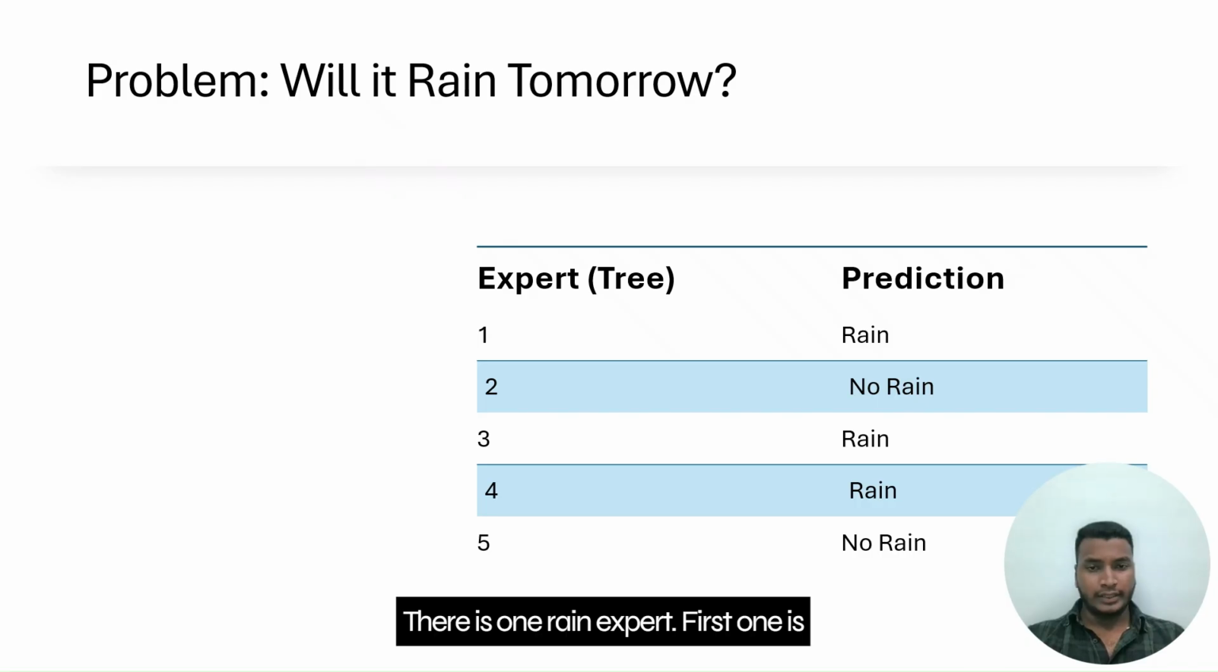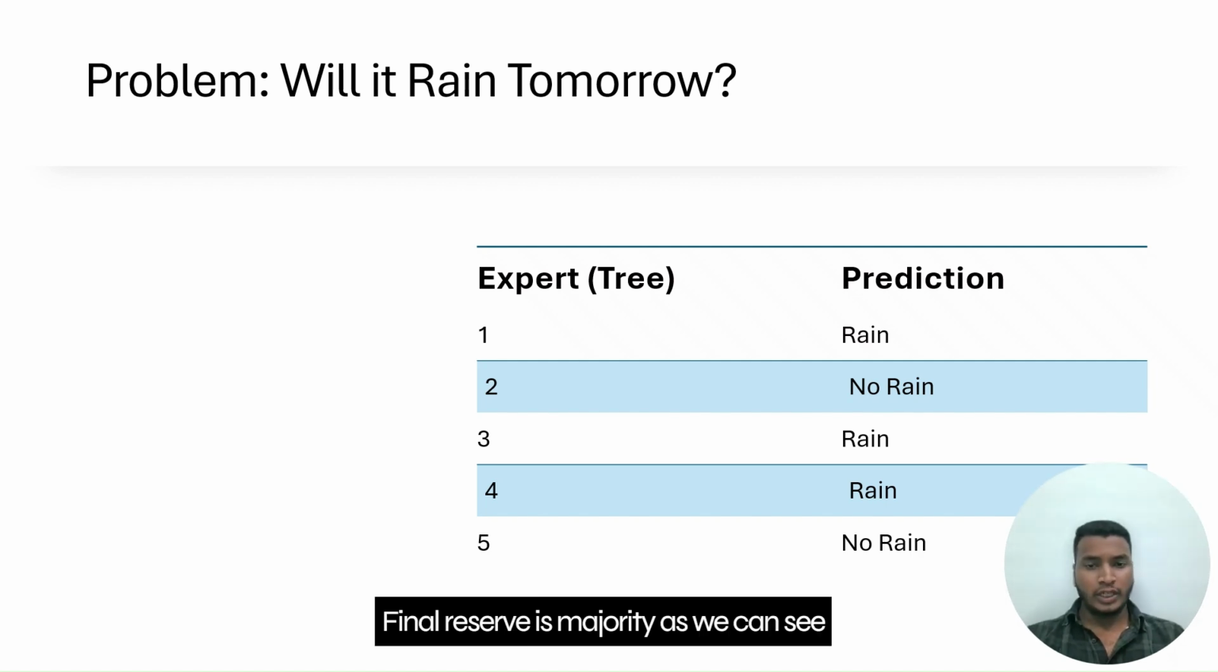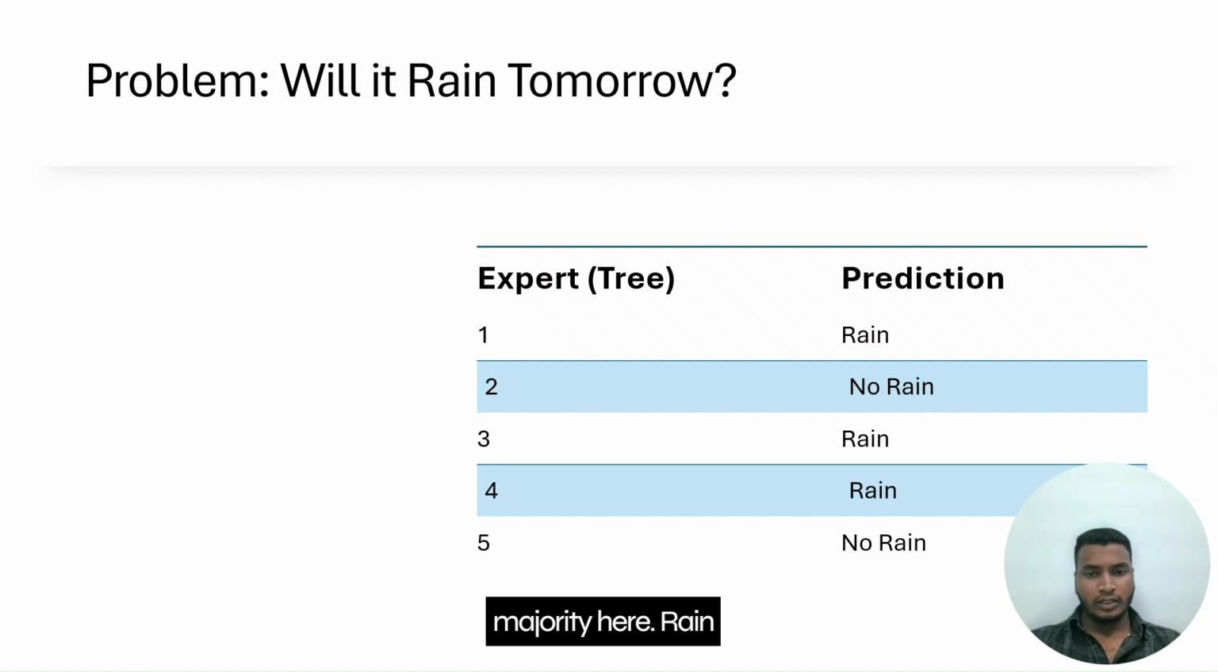The first tree says rain, the second one no rain, the third one rain, the fourth one is also rain, and the fifth one is no rain. Okay, the final result is the majority. As we can see, the majority say rain, as trees 1, 3, and 4 have given.